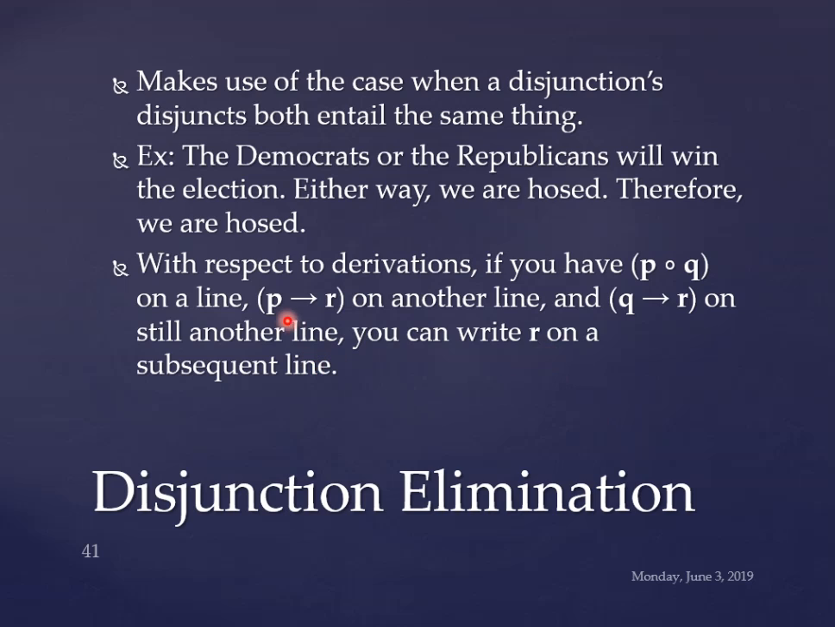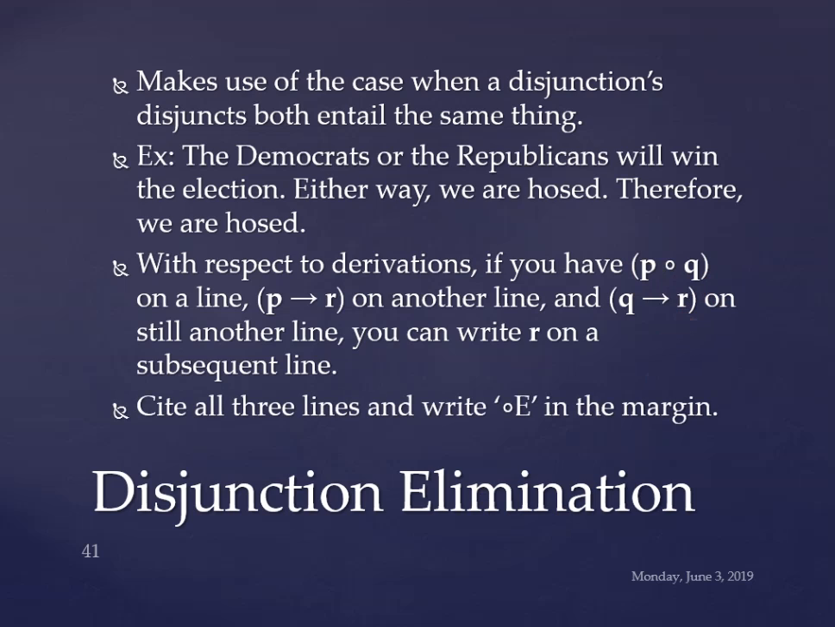So here's the thing, P and R and Q and R don't actually have to be different. They could be the same. But the R has to be the same. So the P has to lead to an R, and the Q has to lead to the R. And so that way you get rid of this disjunction, and you write down R. This one's kind of tricky. But at any rate, you have to cite 3 lines. You have to cite this formula, and the line that this formula is on, and the line that this formula is on, and then you can write or-E in the margin.